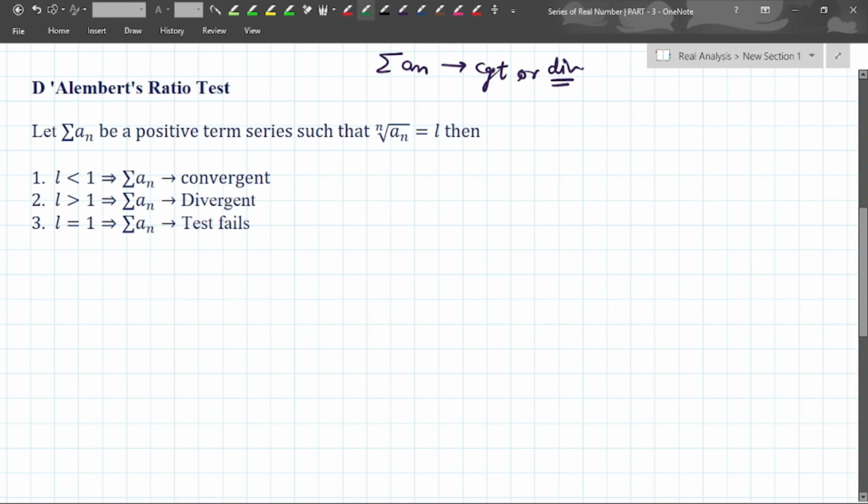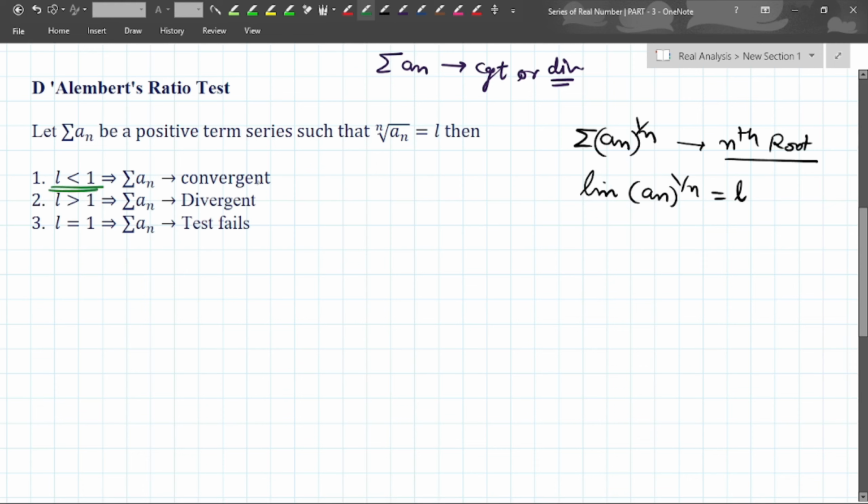If you have a series of the form an to the power 1 by n, meaning the nth root, this is also known as the nth root test. If the limiting value of an to the power 1 by n is L, then if L is less than 1, the series is convergent. If L is greater than 1, the series is divergent, and if L equals 1, the test fails.